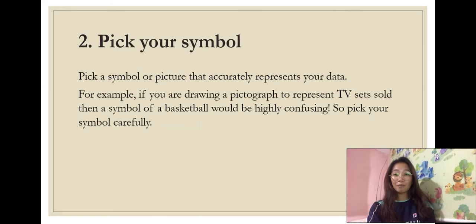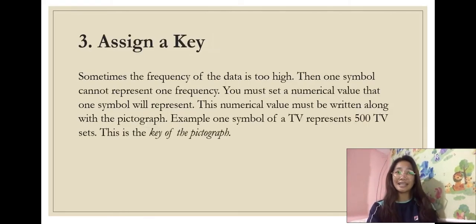Second step is to pick your symbol. Pick a symbol or picture that accurately represents your data. So for example, if you are drawing a pictograph to represent a TV set's hold, then a symbol of a basketball would be highly confusing. So we need to pick our symbol carefully. Third step is to assign a key.